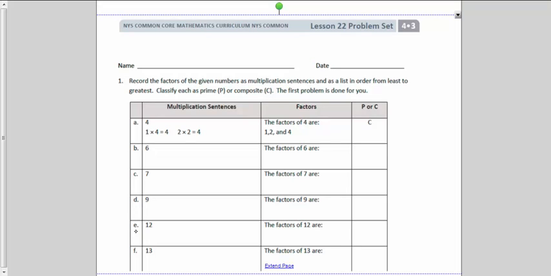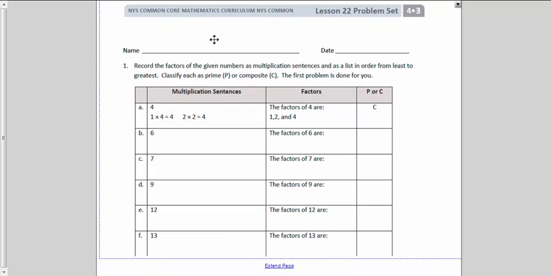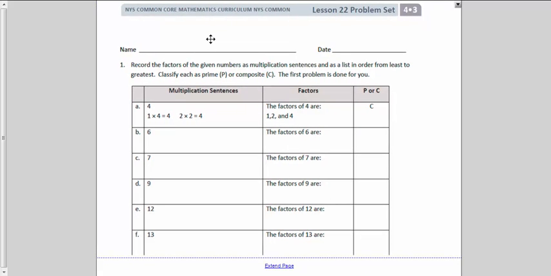All right, let's get to our problem set. I know that that was a lot in your journal today, but I think it's really important that you have that information in your journal, because if you get confused about what is prime, what is composite, and what is a factor, you can always go back and look at your journal.